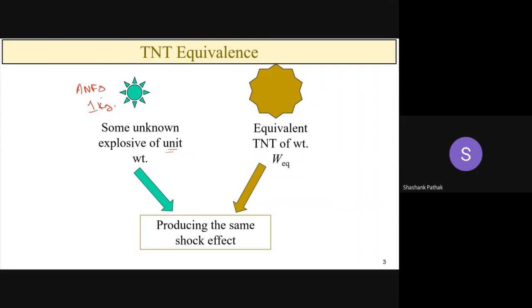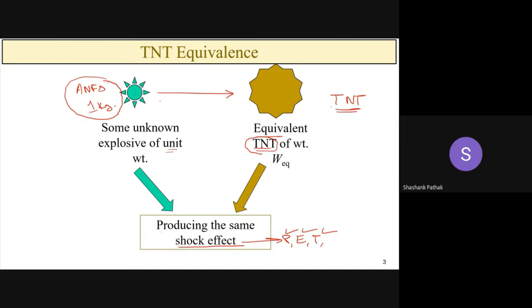Now how do we convert it to equivalent TNT? TNT is our standard explosive, so we need to convert ANFO to equivalent of TNT. The idea is that 1 kg of ANFO will produce some effect, some shock effect, for example pressure, energy, heat, temperature rise, any of the shock effects. And the question is how much weight of TNT we should consider which will produce the same pressure or same energy or same temperature. That will be considered as equivalent TNT for this particular explosive.